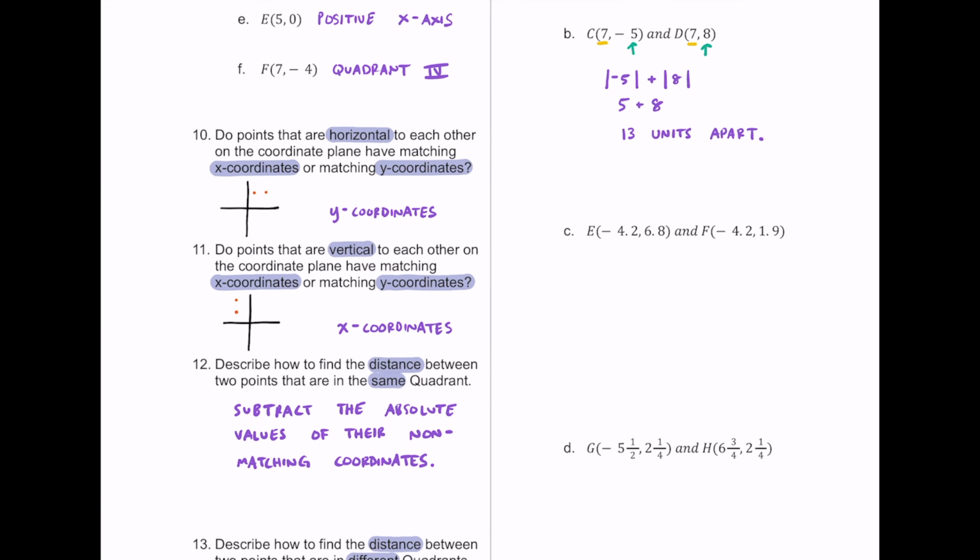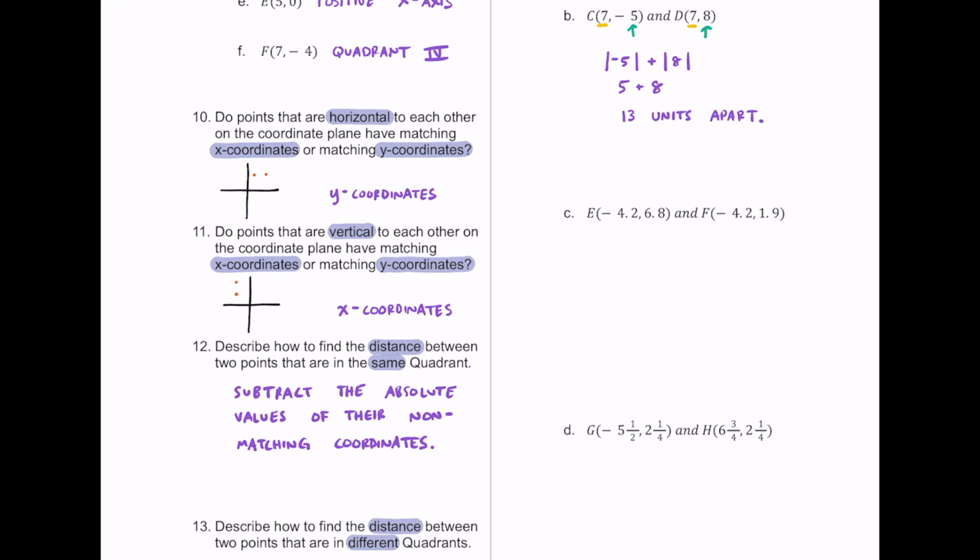For C, let's go ahead and see. We have 2 points, E at (-4.2, 6.8) and F at (-4.2, 1.9). It looks like we have matching x coordinates here of -4.2. So let's look at their non-matching coordinates of 6.8 and 1.9. They're both positive, so they must be in the same quadrant here. So we're going to subtract their absolute values.